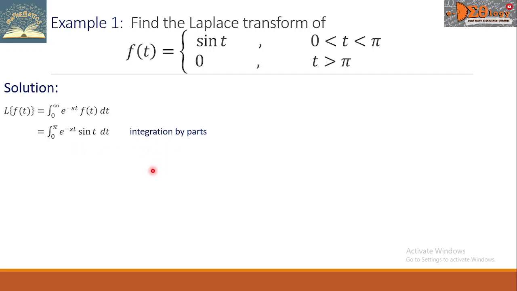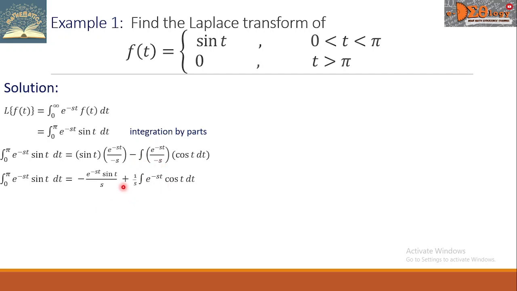Solving this by integration by parts, we have now this answer. Sin t times the quantity e raised to negative st all over negative s, minus the integral of e raised to negative st all over negative s times cosine t dt. By putting the constant outside and combining this negative sign with the negative s, it becomes plus 1 over s times the integral of e raised to negative st times cosine t dt.